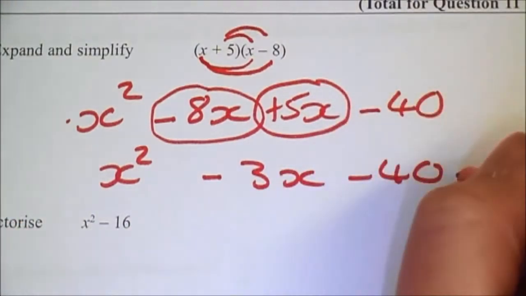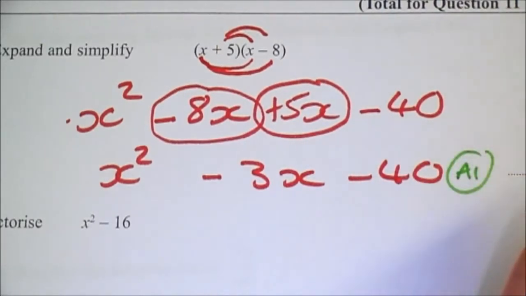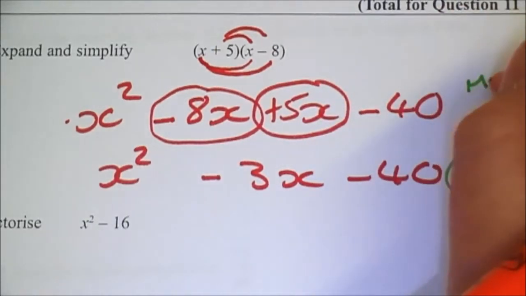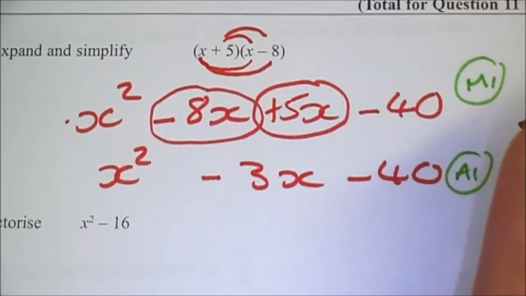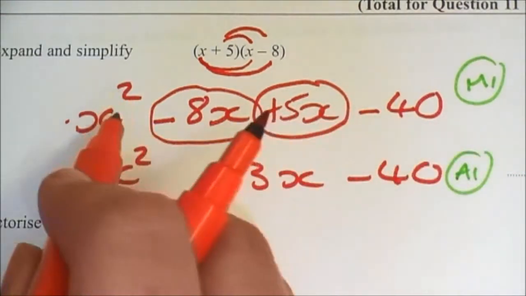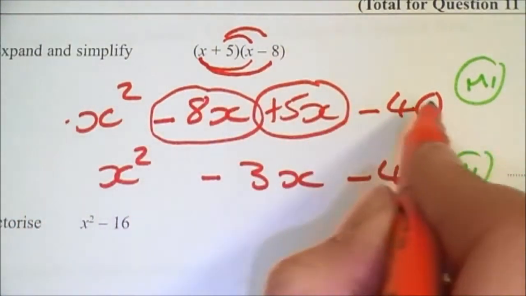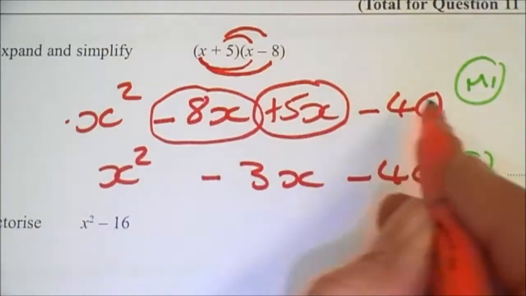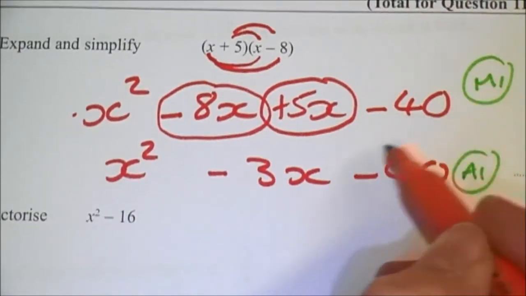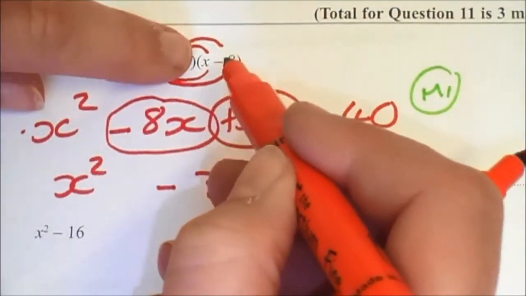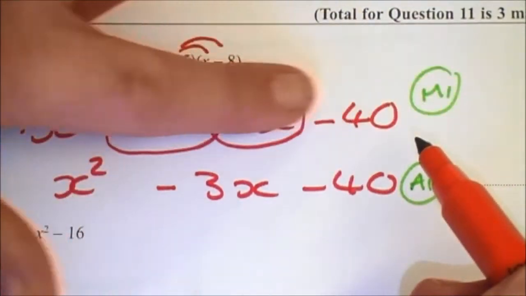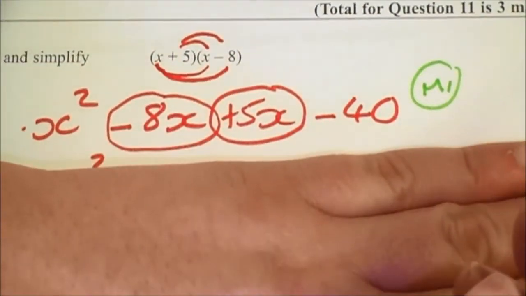With regards to marks, you get an answer mark if you've got it completely right. If you haven't got it right, you've messed up somewhere, you get 1 mark for 3 terms correct out of the 4. So if you've got an x squared, an 8x, a 5x, or a 40, any 3 of those, you'd get 1 mark. You can ignore the signs. So if you had, for example, that would end up being negative 40, if you had plus 40, you would still get 1 method mark, but you would not get your answer mark.